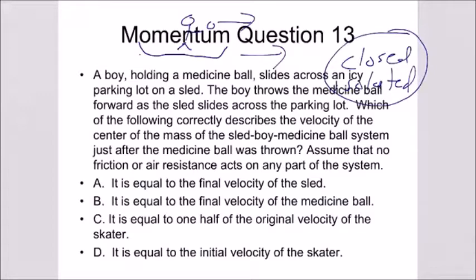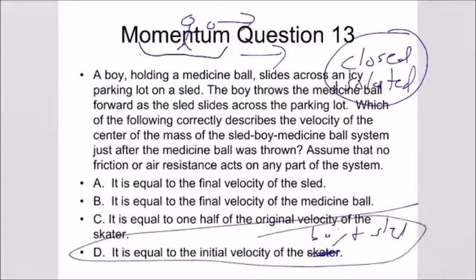What that should tell you is that the velocity of the center of mass doesn't change before or after the collision, or in this case, the throw. So what we're going to say is that the momentum of the center of mass, or at least the velocity of the center of mass after he throws the ball, is the same as the velocity at the beginning of the problem. The velocity at the beginning of the problem was not the velocity of the skater, it was the velocity of the boy and sled together. So the answer should be D with some minor modifications.